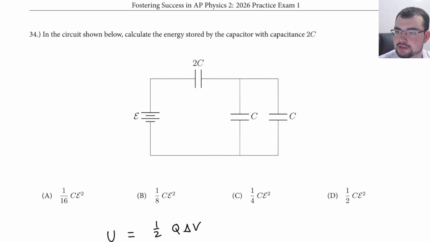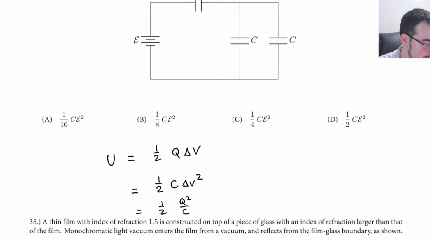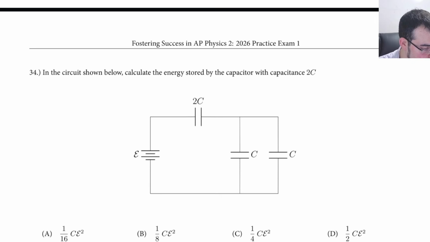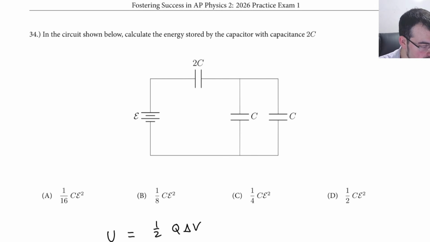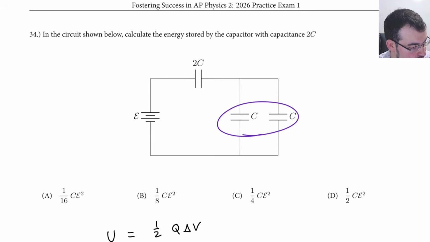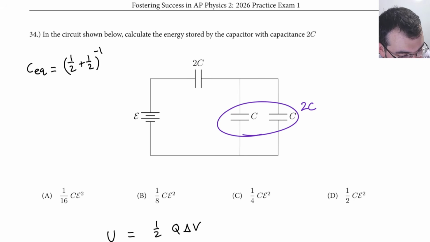Now, there's a couple ways of doing this. The most involved way, we'll just do it the probably routine way, because I don't know if we'll spot some of the things that happen here, is we'll just solve for the total charge. So capacitance adds in parallel, and reciprocal rules in series. So C_EQ is just going to be (1/2 plus 1/2) to the -1 times C, which is just C.